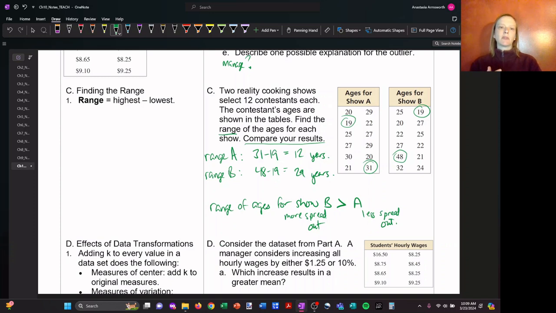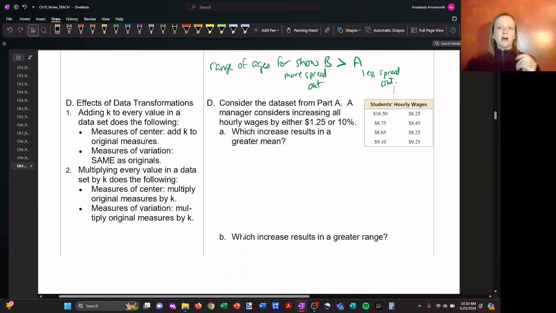What happens if we have a data set and we want to transform the data set? We want to change every value in the data set by a certain rule. We're going to go back to the first data set that we were looking at in part A, those different students getting paid different amounts at the amusement park. And we're going to pretend that they're going to get a raise.